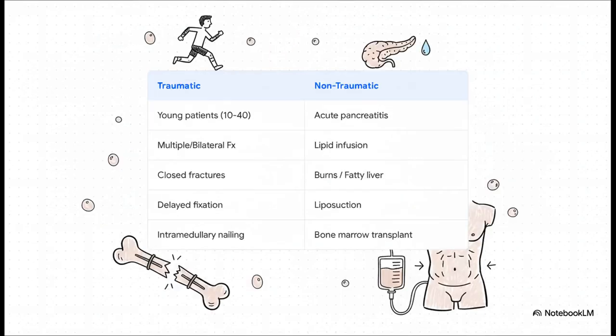And this table right here, this is your high-yield summary. The absolute classic patient is that young guy, 10 to 40 years old, with multiple long bone fractures, especially bilateral femurs. But don't get caught out. Examiners love to push the boundaries of your knowledge. Being able to mention non-traumatic causes, like pancreatitis or even liposuction, shows you've got a really comprehensive understanding.